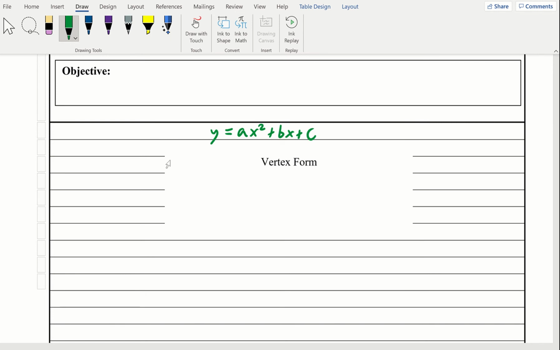So here's what I would write on your paper. I would just put this to the side if you have some room. I want you to write vertex form down here. And this is what the vertex form of a quadratic is. It is y equals a times (x minus h) squared plus k. Y equals a times (x minus h) squared plus k.